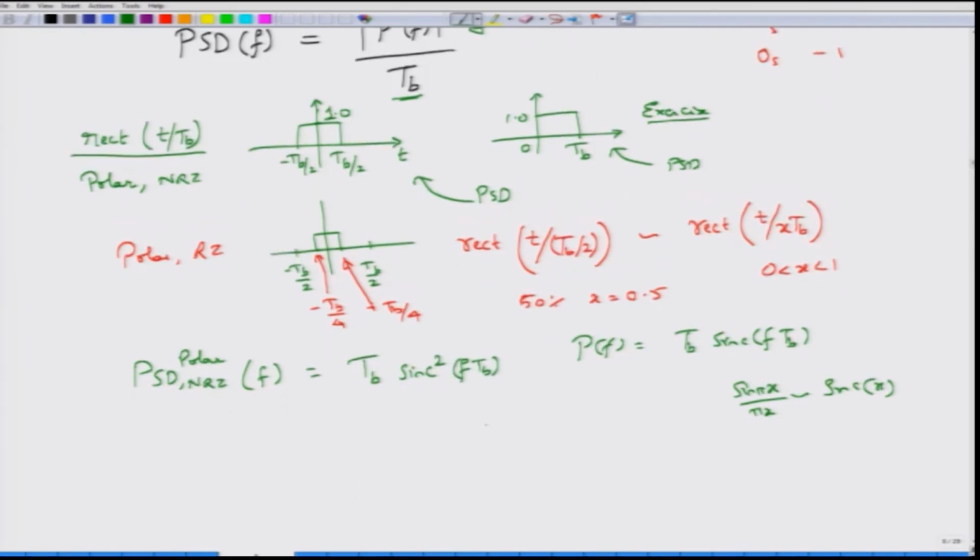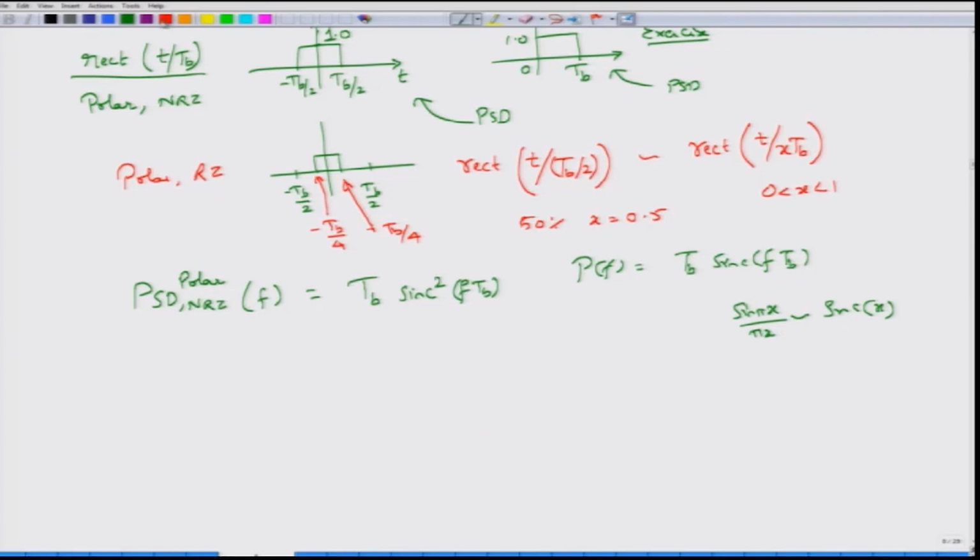Okay. Let us also look at what you would get for the PSD of a polar format but RZ. Since the rectangular function has a duration of Tb by 2, or in general a duration of x times Tb, the corresponding Fourier transform here will be x Tb sinc f x Tb. Okay. And then when you square it, obviously this will be Tb squared, but there is a Tb in the denominator for the power spectral density. So, this will become x squared Tb, okay, and then you have sinc squared f x Tb.